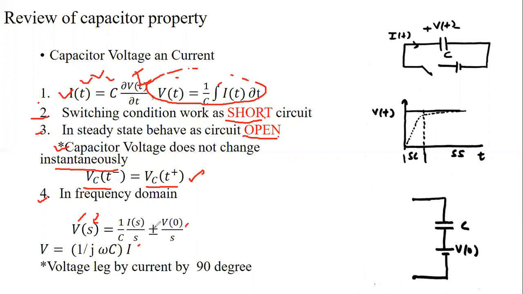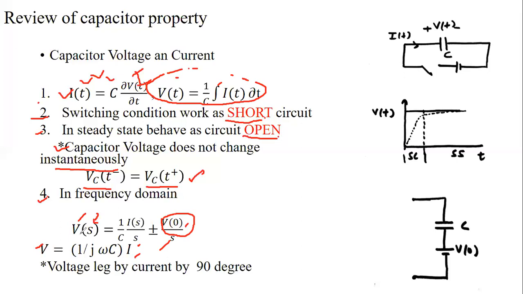There may be a positive sign or a minus sign. This will depend upon how the capacitor is charged initially before the switching. So that is v0 upon s. If we take the initial voltage v0 equal to 0, this term becomes 0, and if we replace s as j omega, then V equals 1 upon j omega C into I.